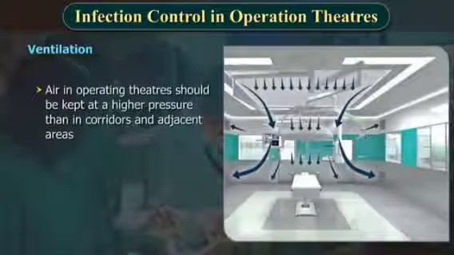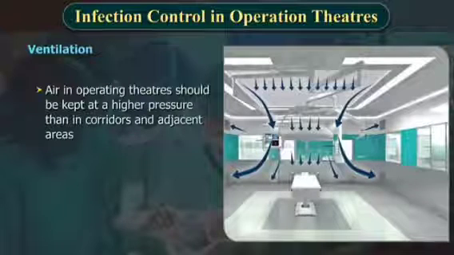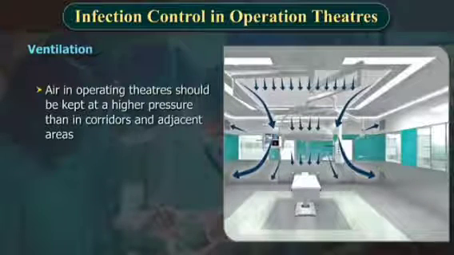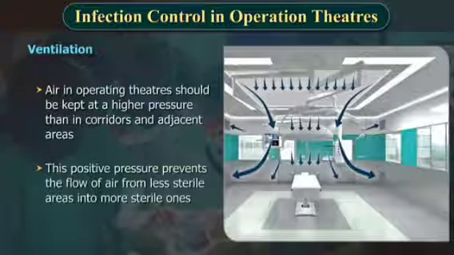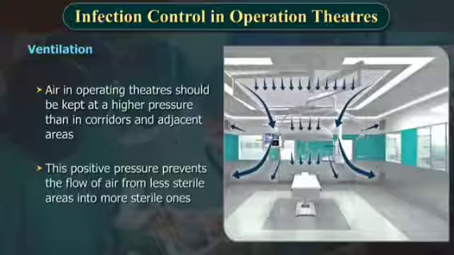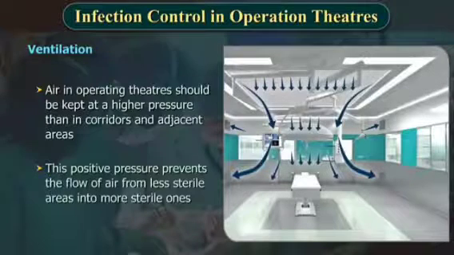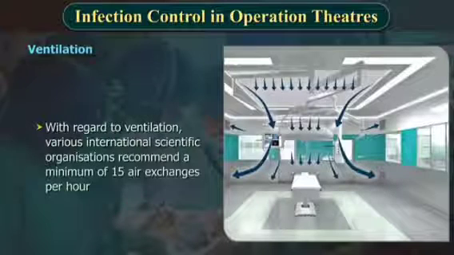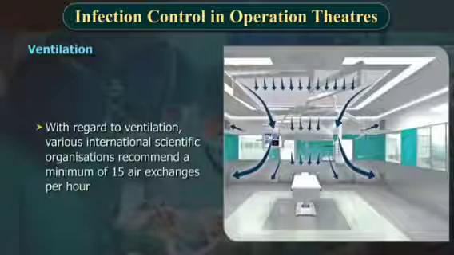The air in operating theatres should be kept at a higher pressure than in corridors and adjacent areas. This positive pressure prevents the flow of air from less sterile areas into more sterile ones. With regard to ventilation, various international scientific organizations recommend a minimum of 15 air exchanges per hour. Infection control in operation theatres.